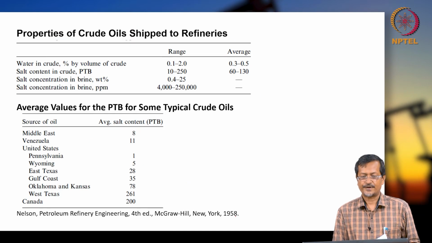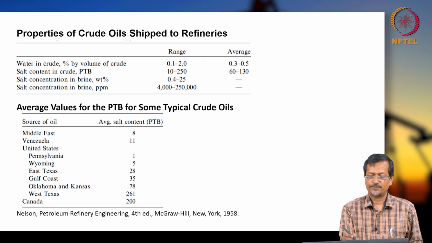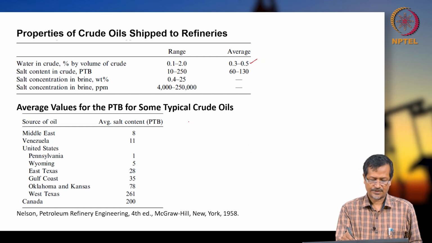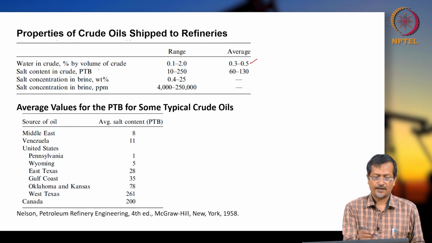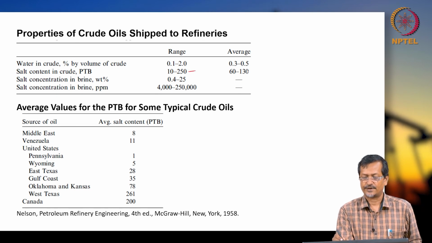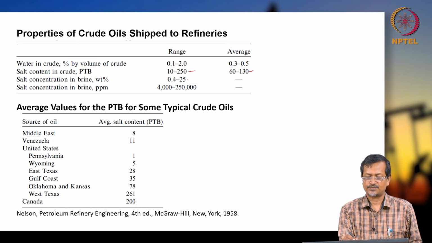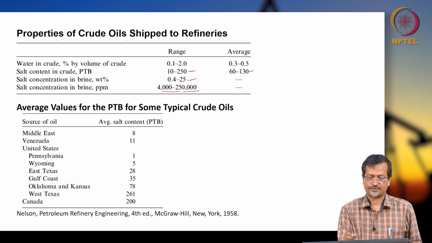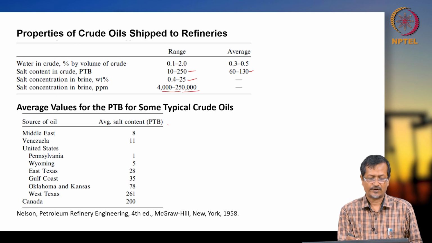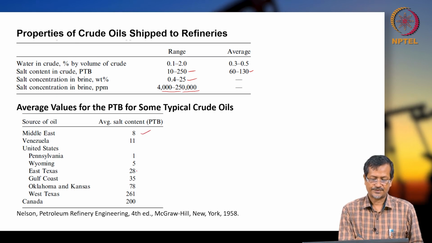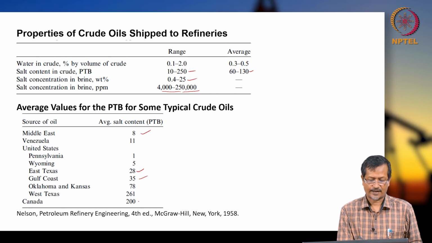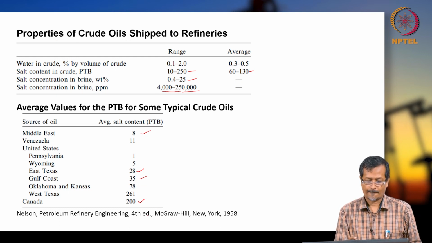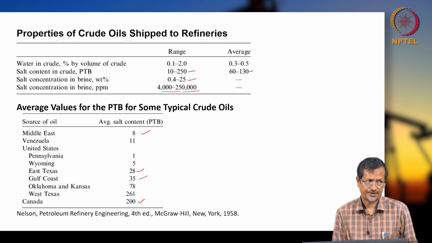So the properties of crude oil: water in crude by percentage volume is 0.1 to 2%, average 0.3 to 0.5%. This section I have taken from one book, Nelson, Petroleum Refinery Engineering. Salt content in PTB is 10 to 250, and average will be 60 to 130. Salt concentration 0.4 to 25. Salt in ppm, if you see, 4,000 to 250,000. For the average PTB of some typical oils: Middle East oil 8, East Texas is higher, Gulf Coast, and Canada; heavy oil has very high salt content, 200 PTB. In that case you may need a much higher temperature increase.